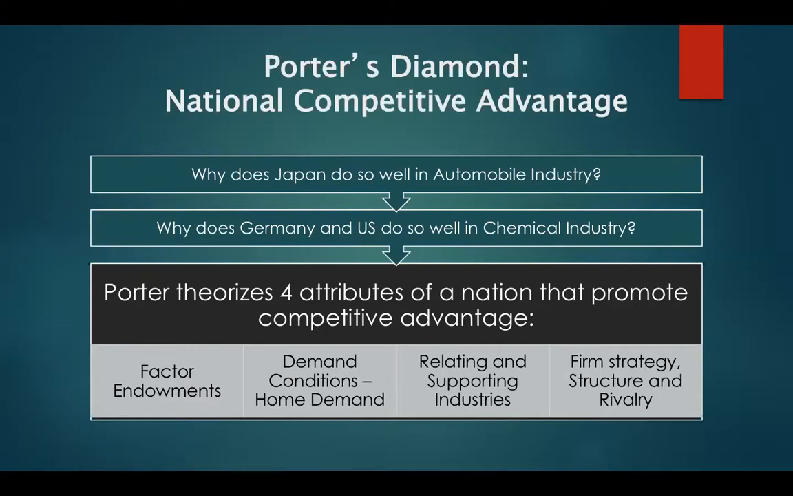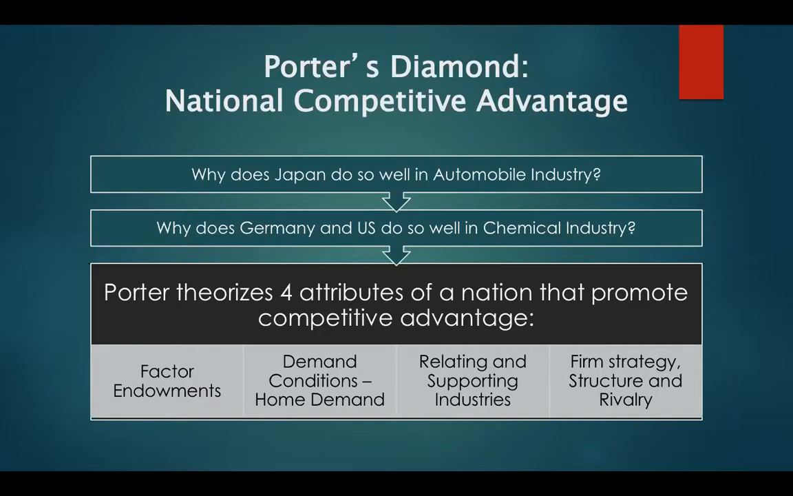Porter found four attributes of a nation that promote competitive advantage: factor endowments; demand conditions, which is home demand, demand from their own country; related and supporting industries, another important factor; and firm strategy, structure, and rivalry. These four attributes help a country to achieve competitive advantage, according to Porter's theory. Primarily four factors, then later he added one more factor.